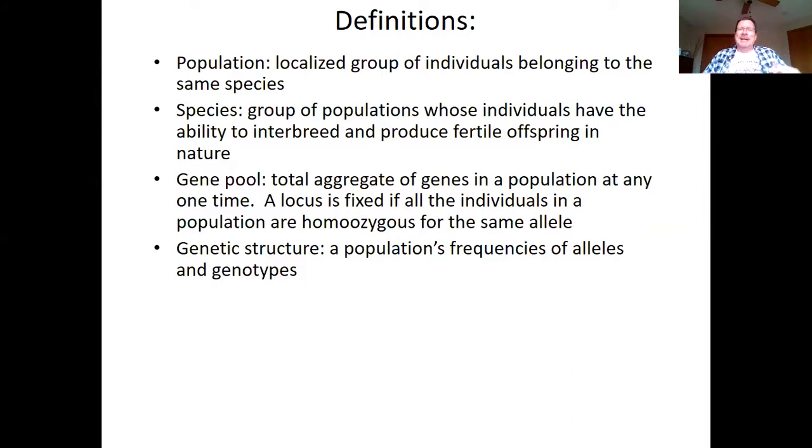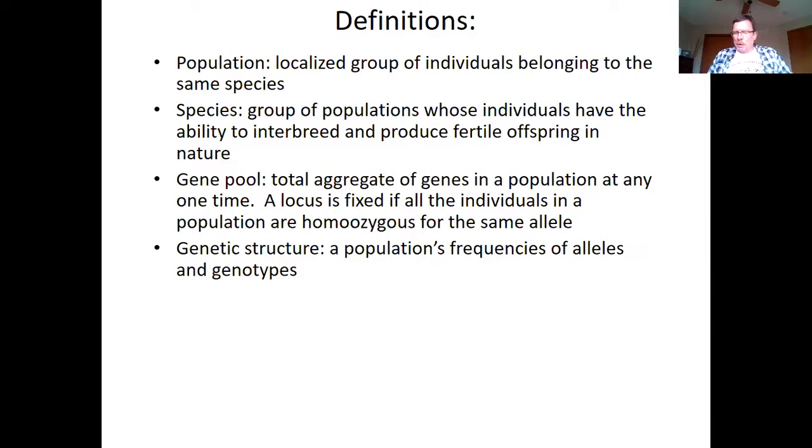What's a population? It's a localized group of individuals belonging to the same species. What is a species? A group of populations whose individuals have the ability to interbreed and produce fertile, viable offspring in nature. And we'll see as we go through this that there certainly are different species who can reproduce, but they don't produce viable offspring, meaning fertile. Viable doesn't necessarily mean living, it just means fertile.